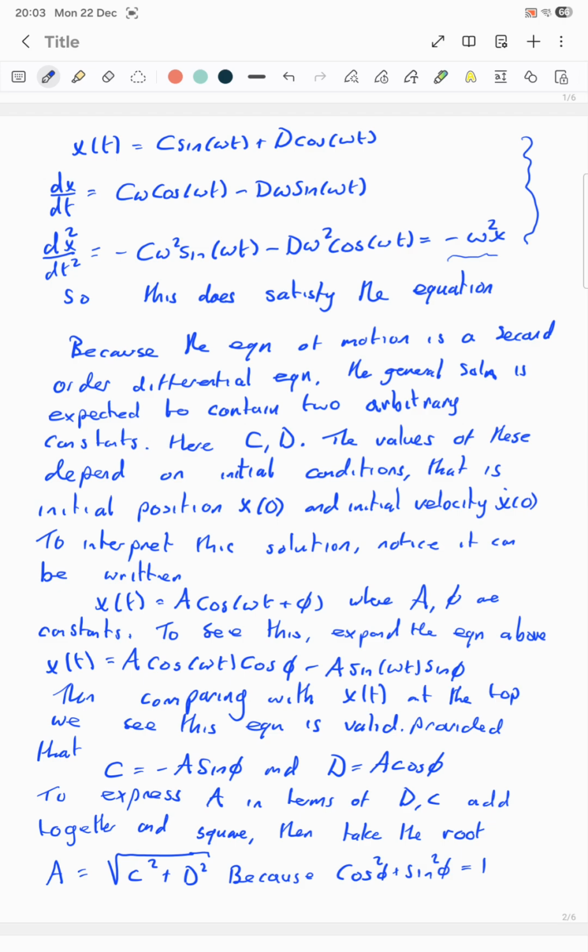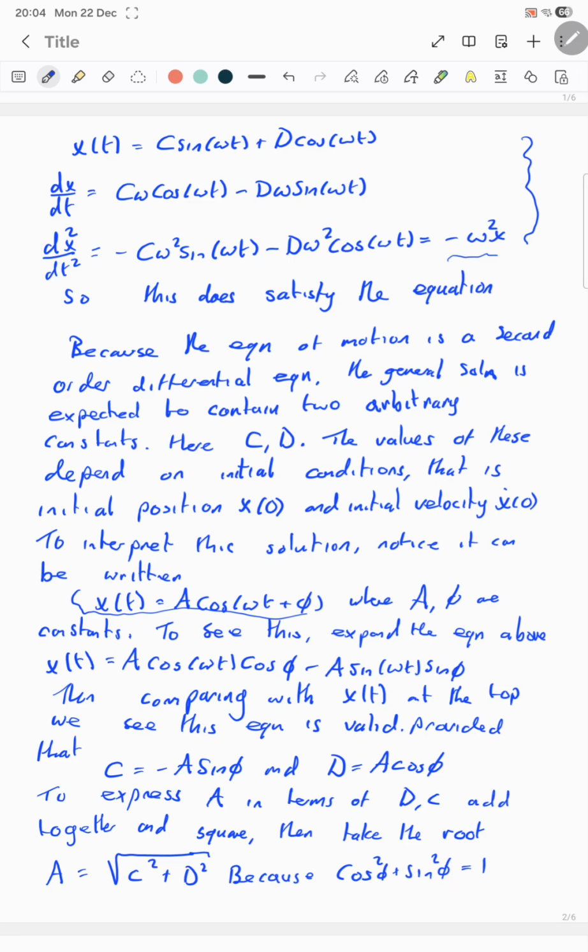Now because the equation of motion is a second order differential equation, the general solution is expected to contain two arbitrary constants c and d. The values of these depend on initial conditions, that is the initial position x of naught and initial velocity x dot of naught. Now to interpret this solution, notice that it can be written in this form here, where A and phi are constants.